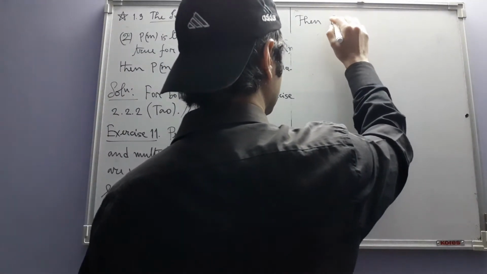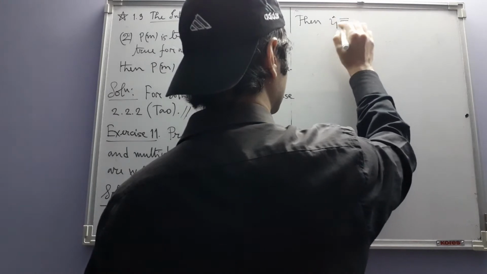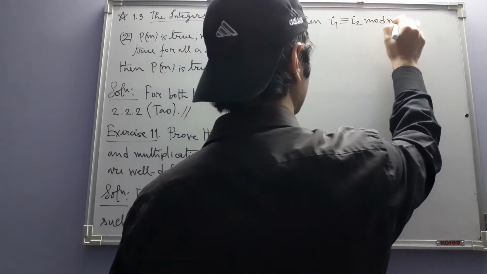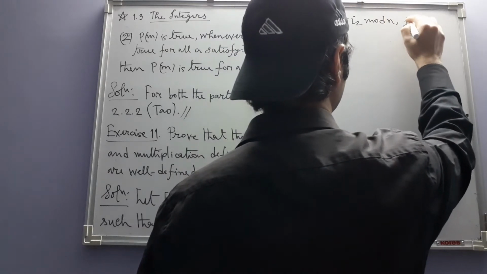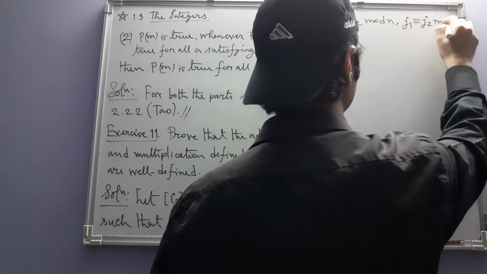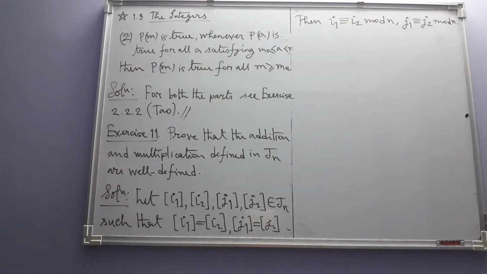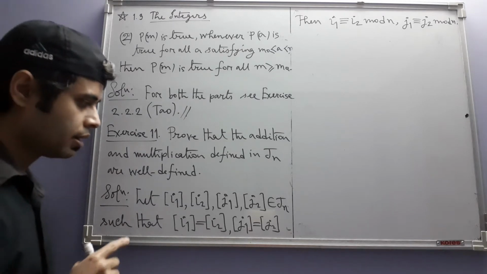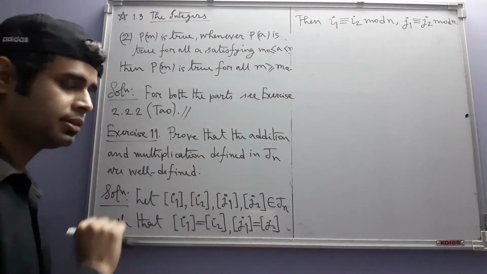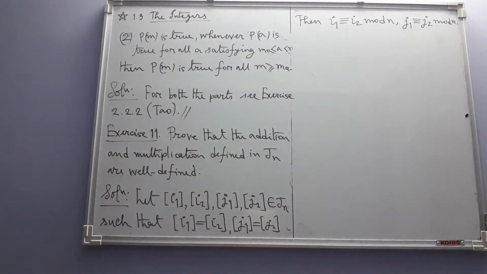Then I1 is congruent to I2 mod n, and like that J1 is congruent to J2 mod n. So from the lemma that we proved after or before defining this, what was that lemma? Have I written it here? Yes.